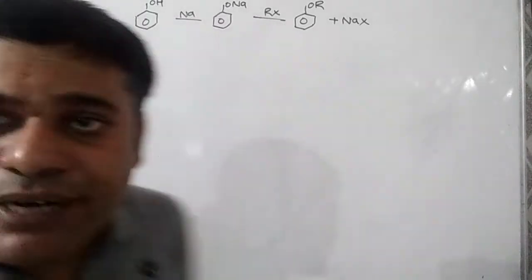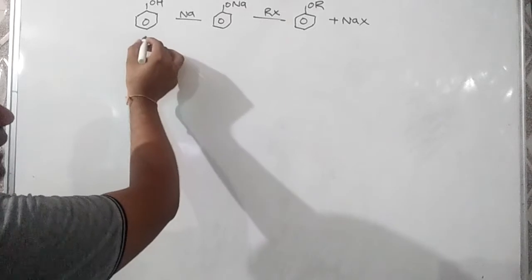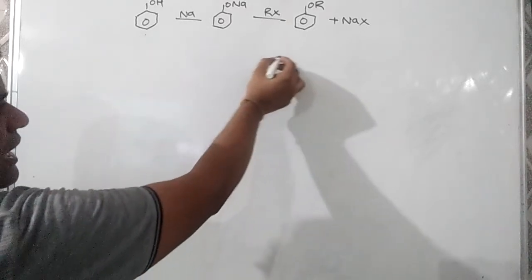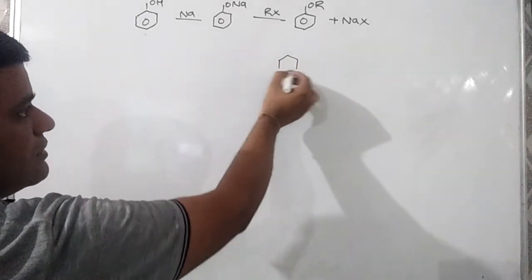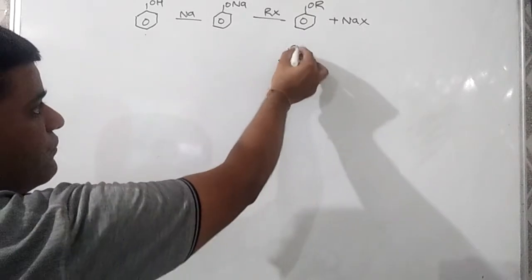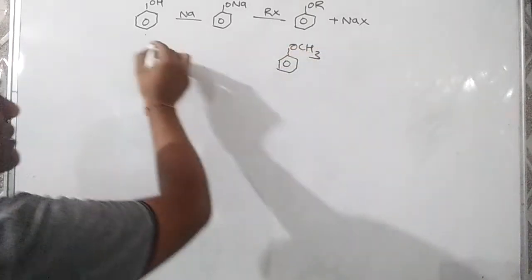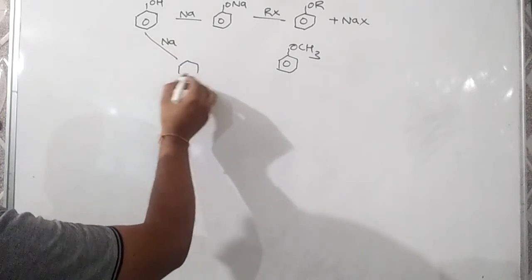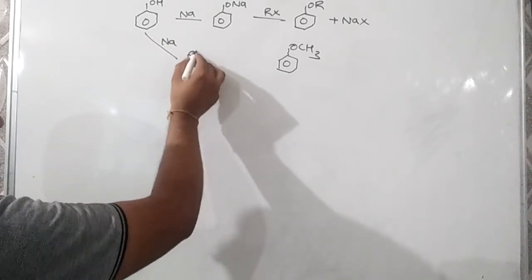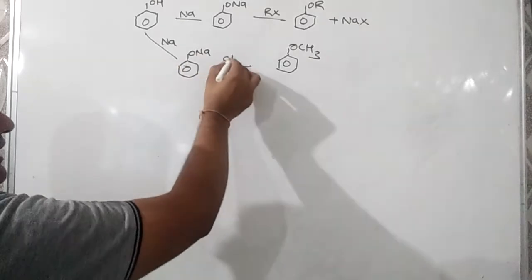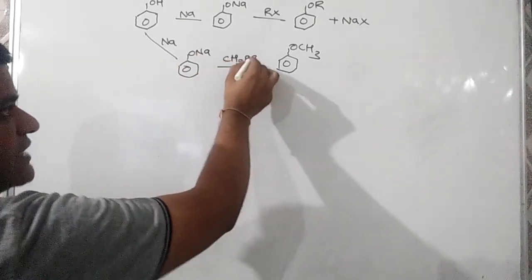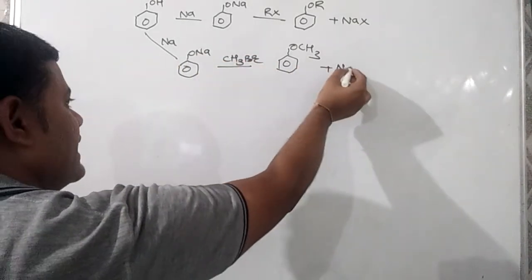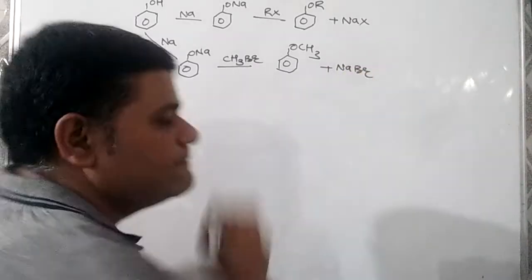As phenol has an OH group, and anisole should have the formula OCH3. So first we have to react sodium with phenol, that's why we will get sodium phenoxide. Now we have to react it with CH3Br, that's why we will get anisole plus NaBr.